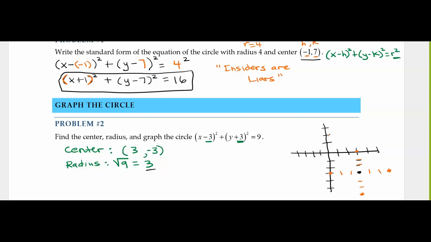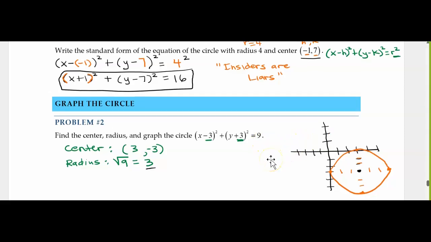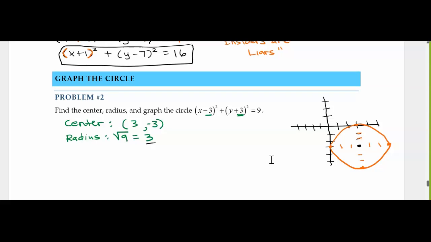And then I can just try and put this together. Sometimes my circles don't look so circly on here, but hopefully you get the idea. That almost looks like a football, but that's kind of the idea of what you're going to be doing when you're graphing it.